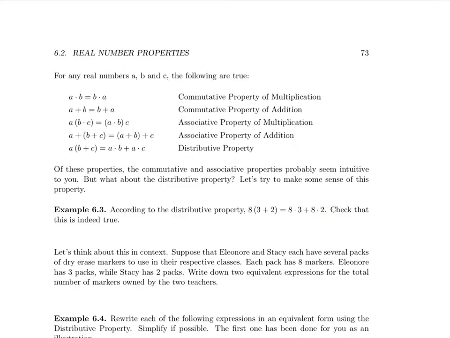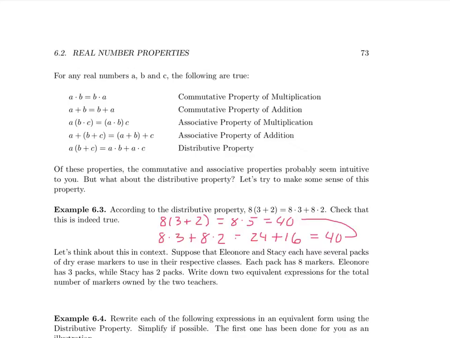Let's check that this is actually true. We can do this by looking at the left side of this equation. That's 8 times 3 plus 2. Let's calculate it. Using order of operations, this would be 8 times 5, which is 40. So the left side of the equation is 40. Let's check to see if the right side of the equation is 40. 8 times 3 plus 8 times 2. Order of operations says we do the multiplication first, so we would get 24 plus 16. Adding gives us 40. So you can see the left side of the equation and the right side of the equation are equal.